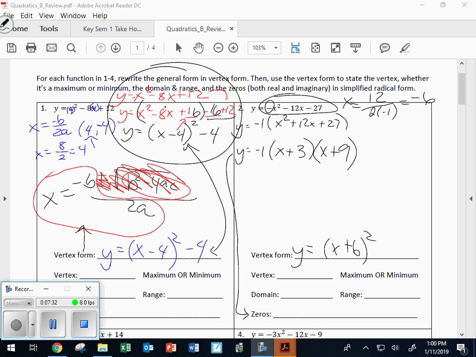How do I figure out the rest? Well, I already know x is negative 6. I just need to know what y is, right? So you take the x, you stick it in. It's a little bit of a pain here because I got negatives all over the place. Negative, negative 6 squared minus 12 times negative 6 minus 27. Get all that simplified down and we'll have the answer. Somebody's probably already got it.